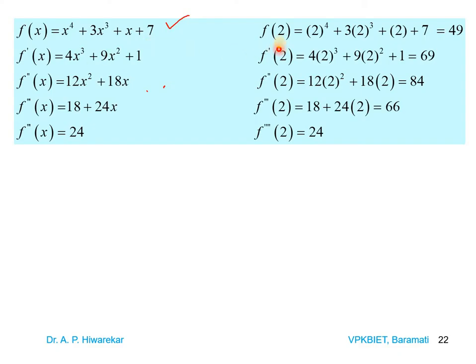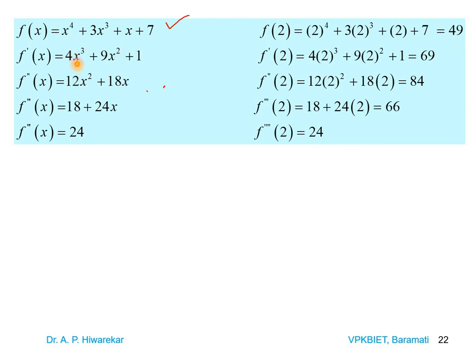Then find f of 2. So f of 2 means 2 power 4 plus 3 into 2 cube plus 2 into 1 plus 7. So 2 power 4 means 16, plus 2 power 3 means 8, 8 into 3 is 24, plus 2 plus 7. You calculate, you will get 49.